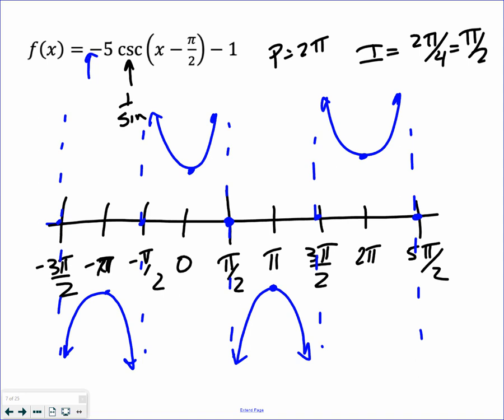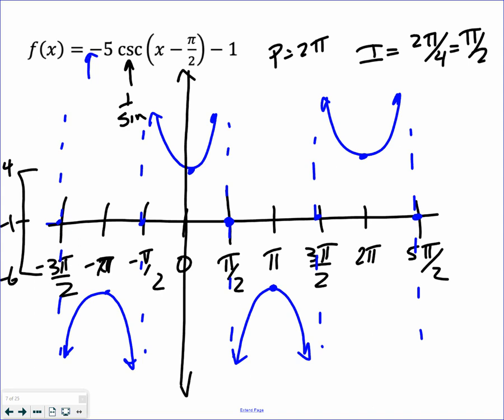So now, the midline is at -1, and it goes up and down 5. So the number in front tells me how much it's going to go up and down. 0 is located right here in the middle, so I'm going to draw in the y-axis. So there's my graphing. I graphed all 6 trig functions.